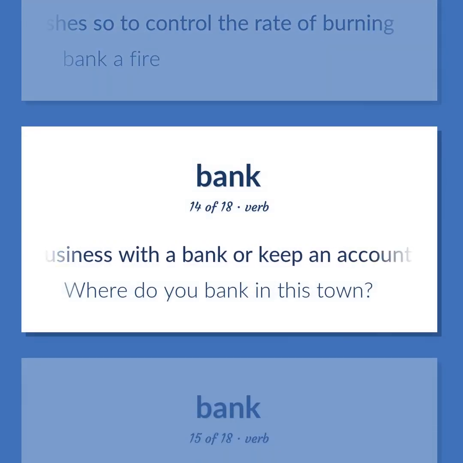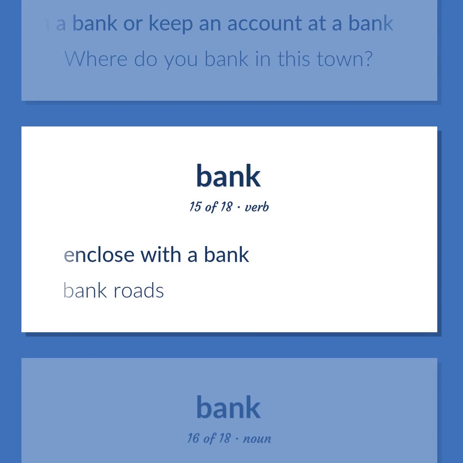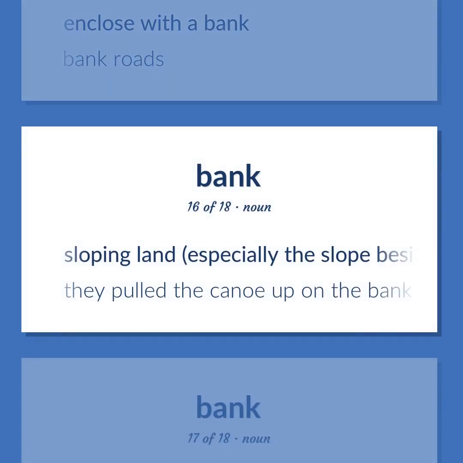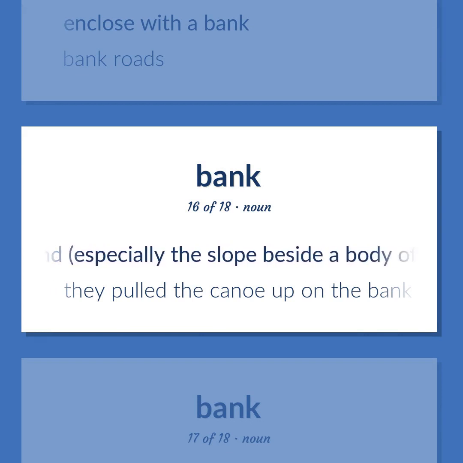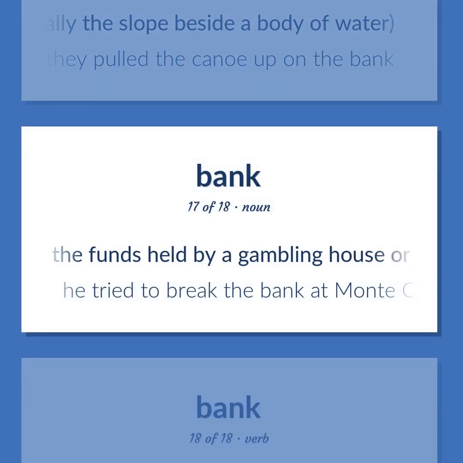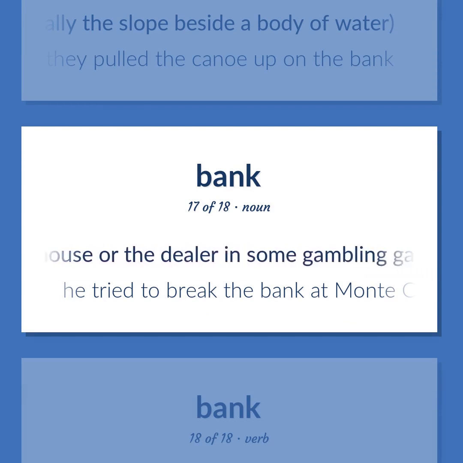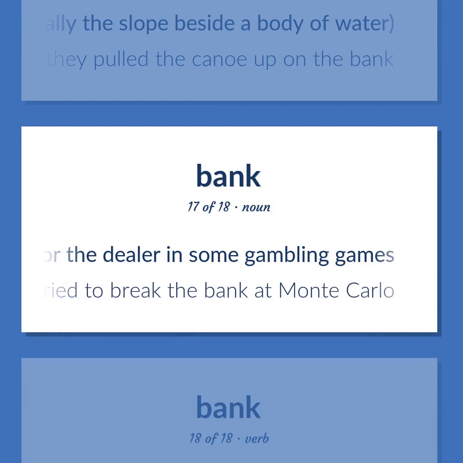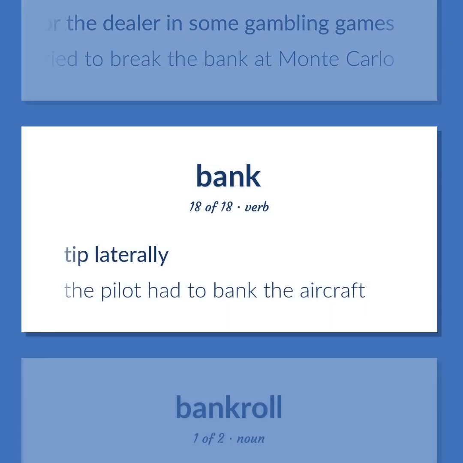Do business with a bank or keep an account at a bank. Where do you bank in this town? Enclose with a bank. Bank roads. Sloping land, especially the slope beside a body of water. They pulled the canoe up on the bank. The funds held by a gambling house or the dealer in some gambling games. He tried to break the bank at Monte Carlo. Tip laterally. The pilot had to bank the aircraft.